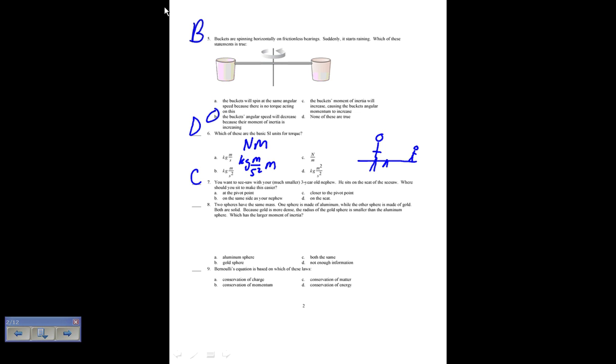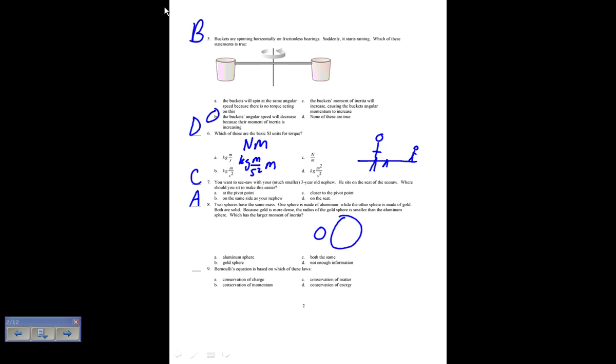Two spheres have the same mass. One is made of aluminum. The other is made of gold. Both are solid. So that means that the radius of the gold sphere is much smaller. So this is the gold, and this is the aluminum. The aluminum is a lot bigger. So the aluminum has the same mass, but it's distributed over a larger radius. So that means that the aluminum sphere has the larger moment of inertia. So that's A.